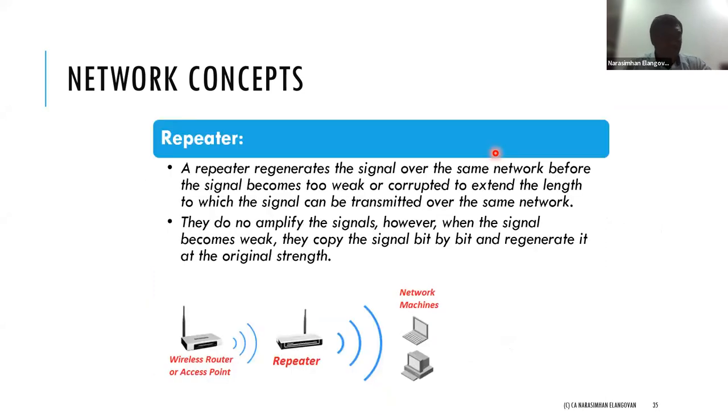Next is a repeater. Repeaters are nothing but what in our offices or homes we call a range extender. Very important, they do not amplify the signal, but rather receive the signal and regenerate it. That's the reason if your modem is at one corner of your home and your TV is at the other corner and you're watching Netflix or Amazon Prime, you sometimes find buffering. That's because of the speed, or because of the distance. Of course, bandwidth also could be another issue.